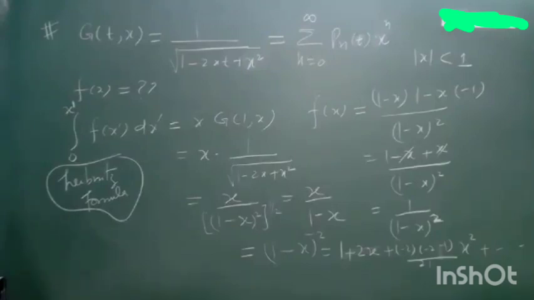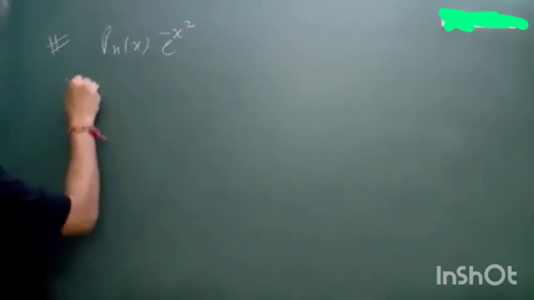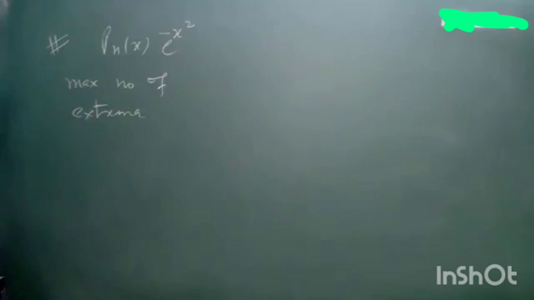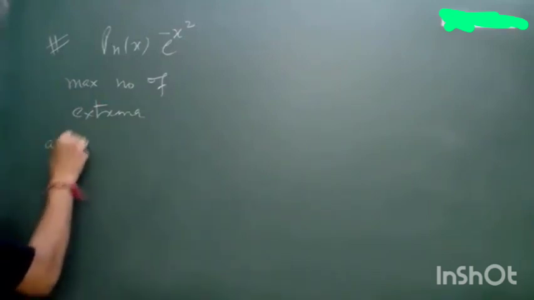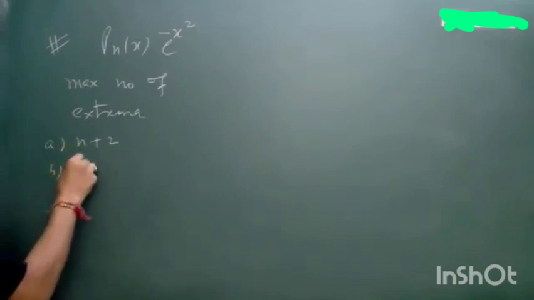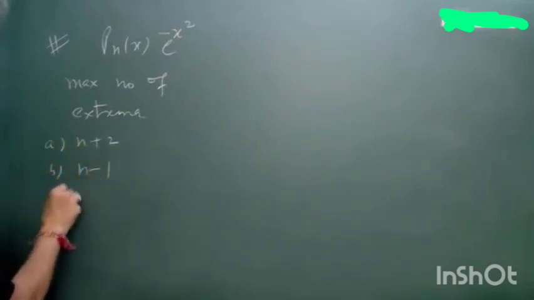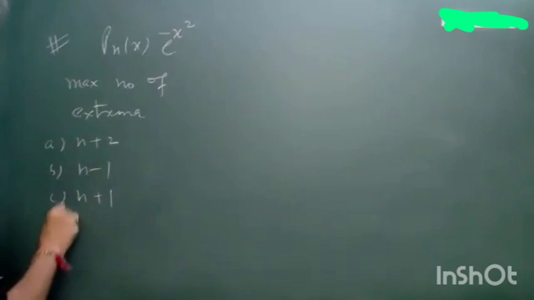Now please see this, another question is this: suppose you are given a polynomial P_n(x) e to the power x square minus x square, and you have to tell the maximum number of extrema, I mean maxima or minima. So options are n plus 2, n minus 1, n plus 1 and n.